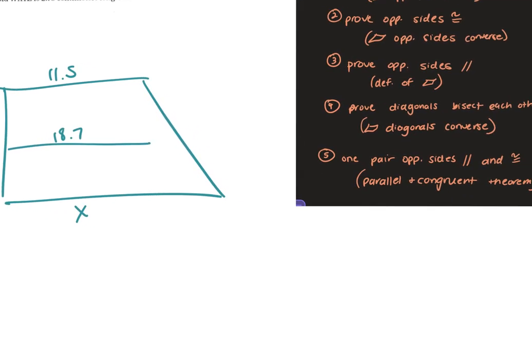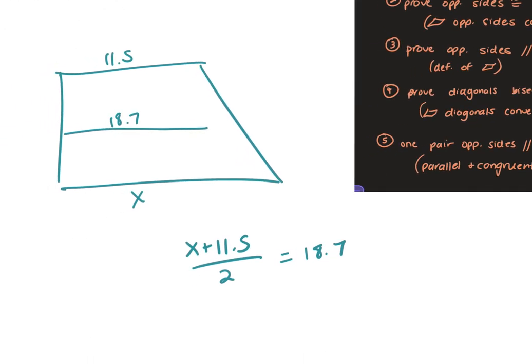There's 2 ways to do it. One is x plus 11.5 divided by 2 equals 18.7. But I think that's complicated. The other way to do it is just find the difference between these 2 and then add it to the 18.7. So 18.7 minus 11.5 is 7.2. And then just add that on and you get 35.9. If it was the smaller side missing, you still want to find the difference between them, but then you want to subtract it.